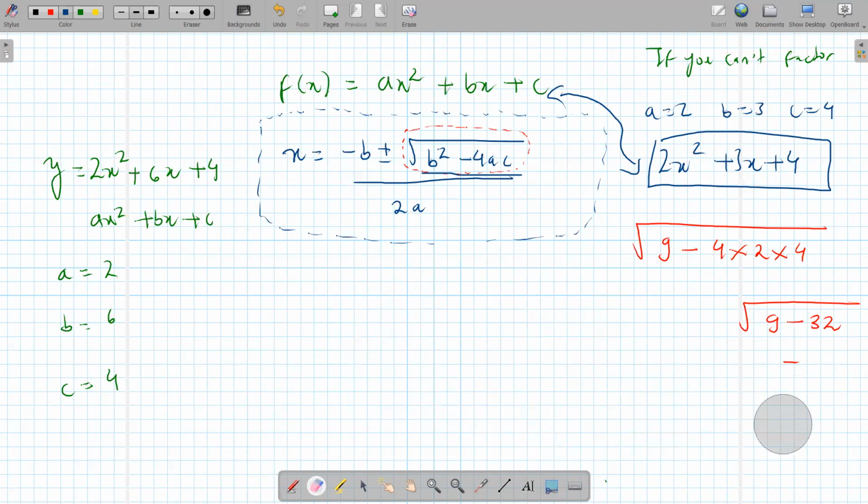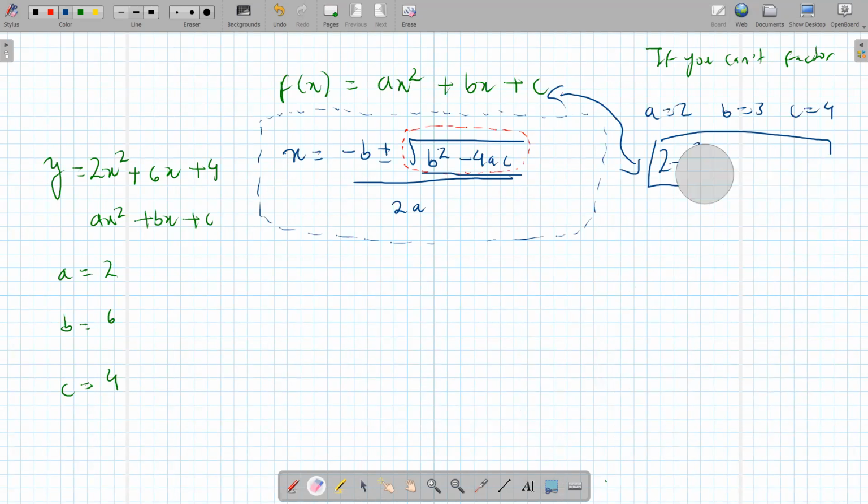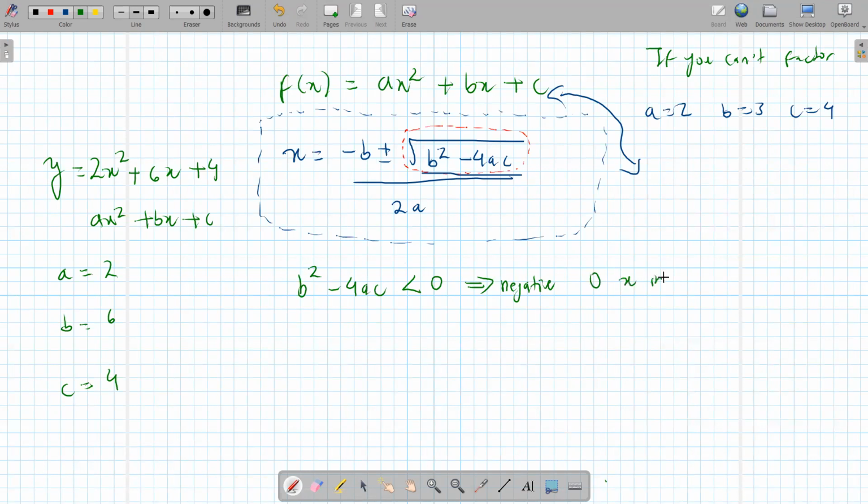There's 3 conditions to know how many x-intercepts something has. You see this bit, the b squared minus 4ac? Just this bit in the square root. If this is less than 0, what does less than 0 mean? Negative numbers. Yeah, exactly. If that bit there is a negative number, then there are 0 x-intercepts, no x-intercepts.